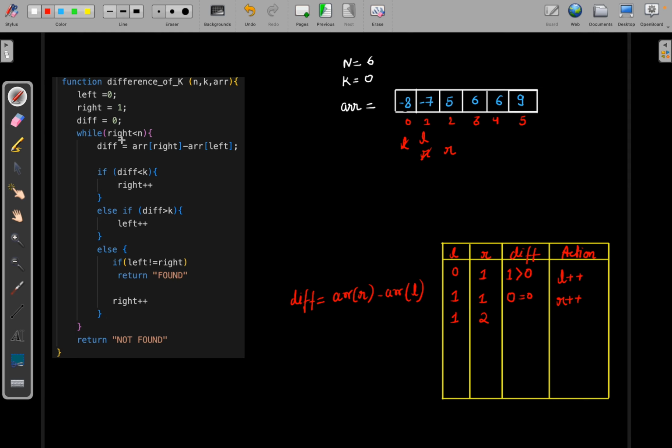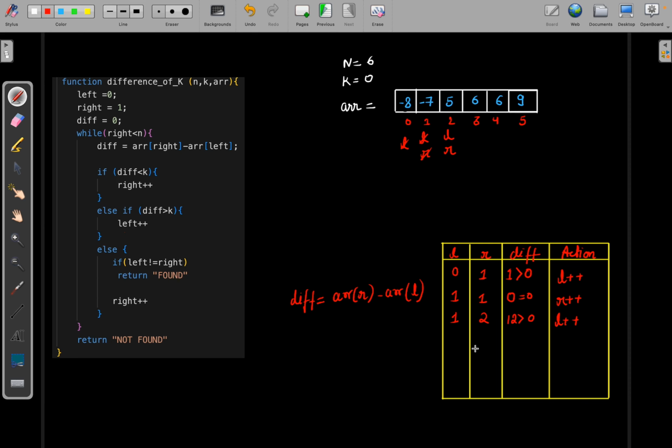I will come back again. Is right still less than n? Yes, it is still less than n. What is the difference? 5 minus of minus 7, that will be plus, so that will be 12, which is far greater than 0. Okay, is the difference less than k? No, the difference is greater than k. So do left plus plus. I will move my left pointer here.